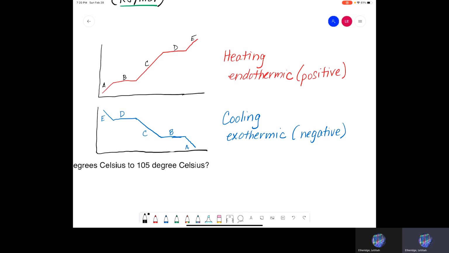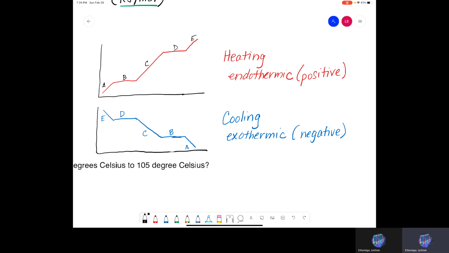So that's pretty much what I want you to remember about your heating curve. Because of all of this energy being absorbed from the environment, a heating curve is considered endothermic. The reason I'm bringing this up again is because it's going to be reflected in the numbers that you get. So anytime you're calculating Q, if it's a heating curve, your number will be positive.